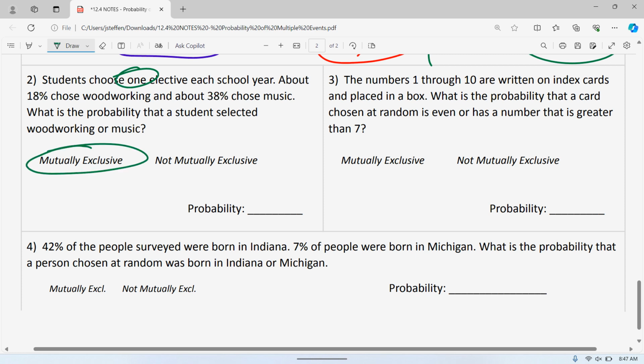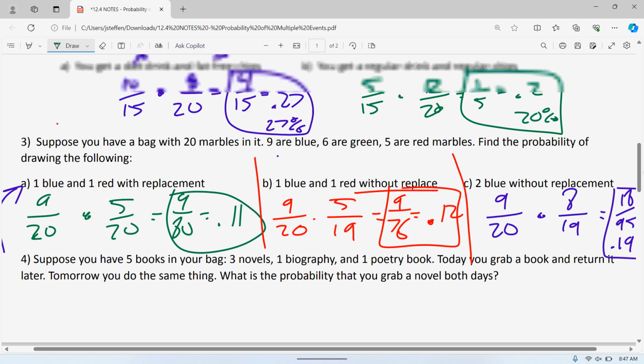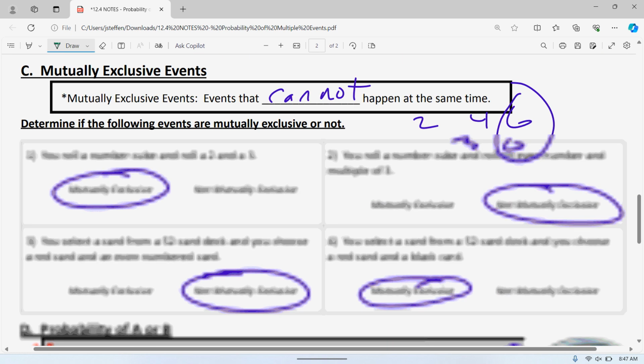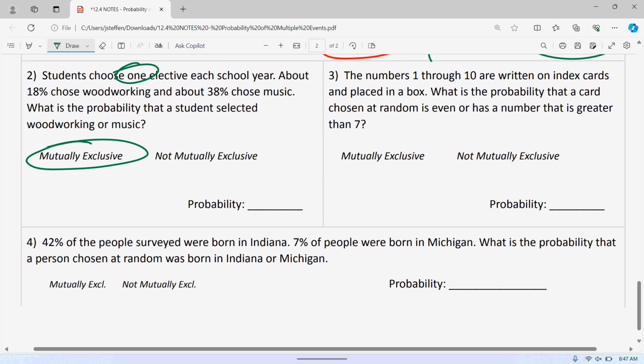Here's the problem that a lot of people run into. Anytime they give you percentages, you're going to want to convert to decimals first. If you add, it's not a big difference. If you took 18 plus 38, it's not the end of the world. But if you multiply, it definitely is the end of the world.